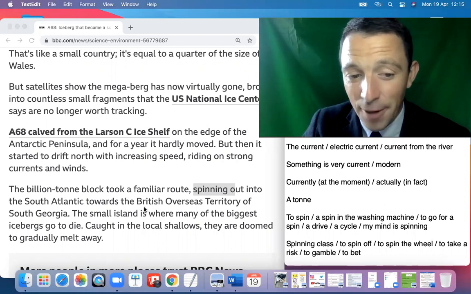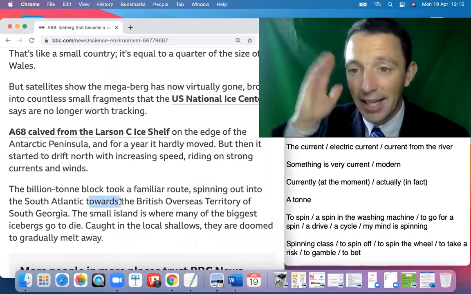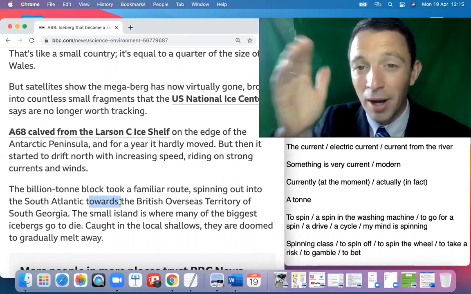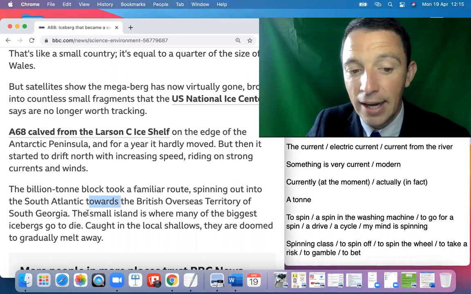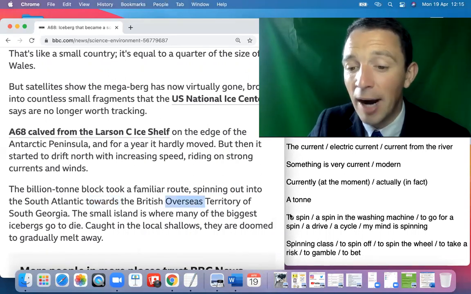And then finally here, towards is the preposition. Hacia in Espanol. I'm going towards Dublin. I'm going towards the city centre. Direction, preposition. And here, overseas is good vocabulary as well.